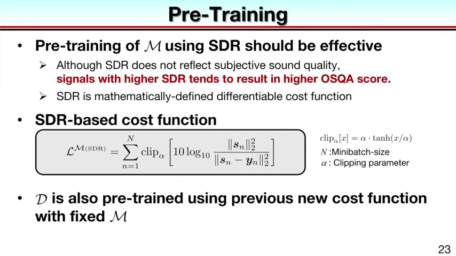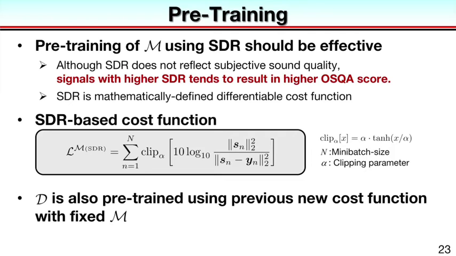We think that pre-training of the DNN, M, for estimating the TF mask using SDR should be effective. Although SDR does not reflect subjective sound quality, signals with higher SDR tend to result in higher OSQA score. The SDR-based cost function is expressed by the following equation. After the pre-training of M, we conduct pre-training of D using the previous new cost function and fixed M.